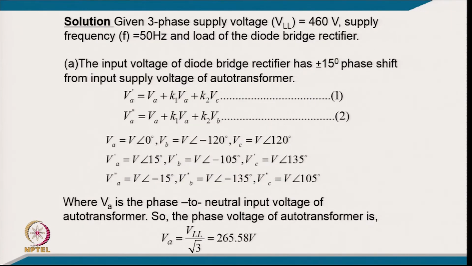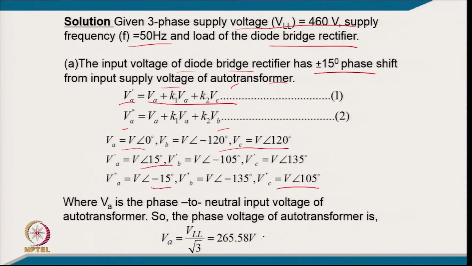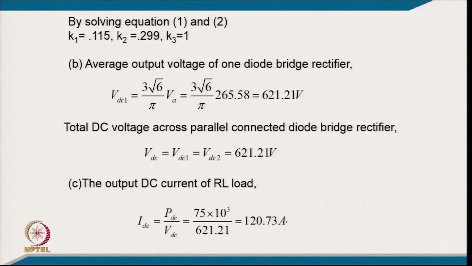So, coming to the solution, the 3 phase supply voltage is 460 volt 50 hertz, and the load is a diode bridge rectifier, and the input voltage of the diode bridge rectifier has plus minus 15 degree phase shift from the input supply voltage. So, we get the relation corresponding to the voltage phase shifted plus minus 15 degree from the original voltage, which is the sum of the 3 voltages as you have seen in the winding connection, and just putting the phasors for first, then 15 degree leading, 15 degree lagging. And this is typically the phase voltage from the line.